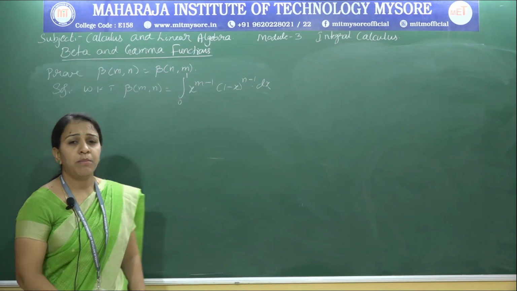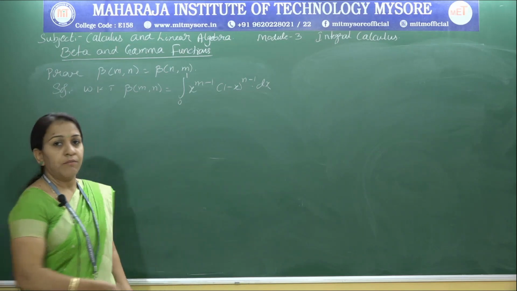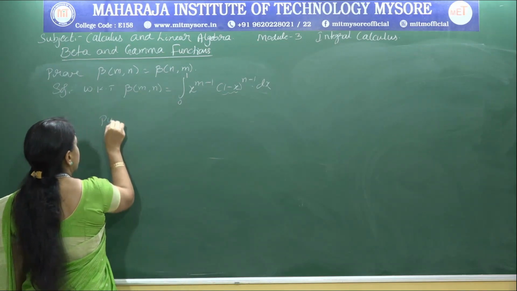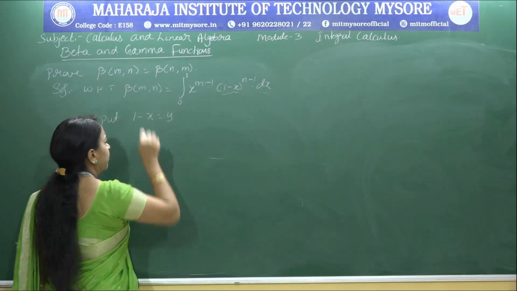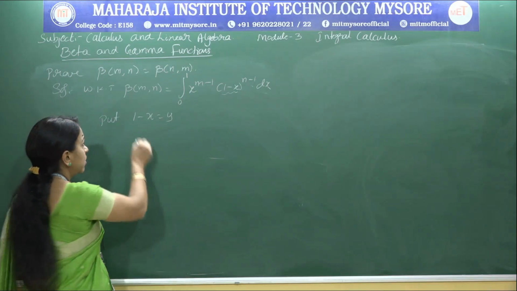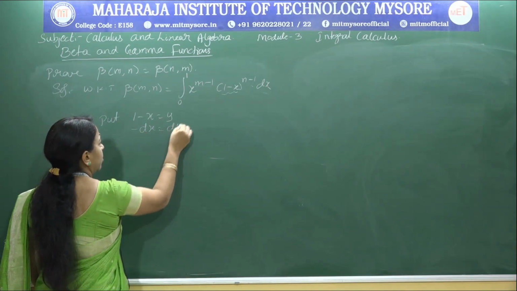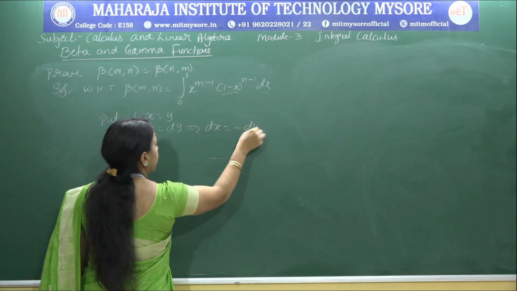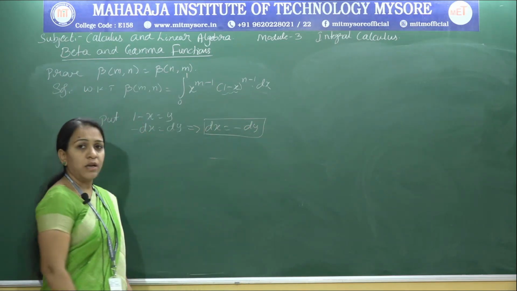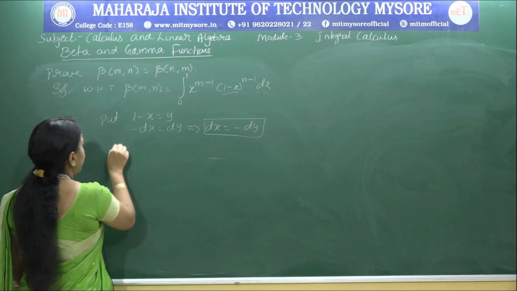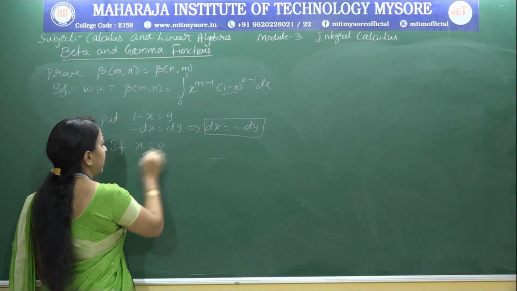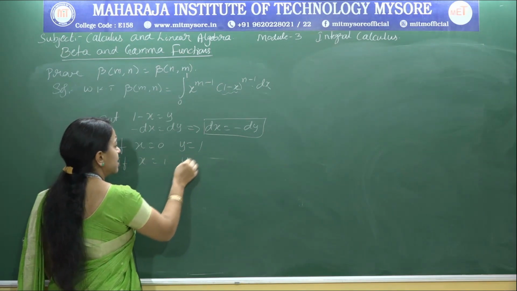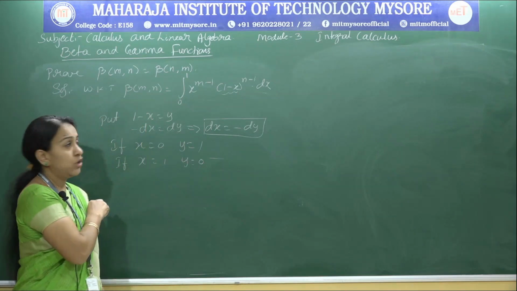So now in this I replace 1 minus x by y. So replace 1 minus x by another variable y, that means put 1 minus x equal to y. Then minus dx equal to dy, which implies dx is minus dy, and of course we have to change the limit of x in terms of y. So if x is 0, the lower limit, y is 1. If x equal to 1, then y is 0, since 1 minus 1 is 0.